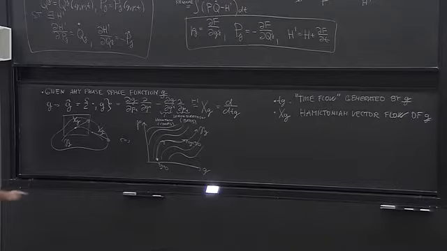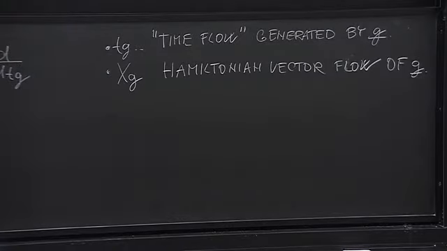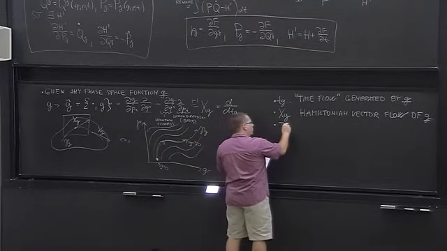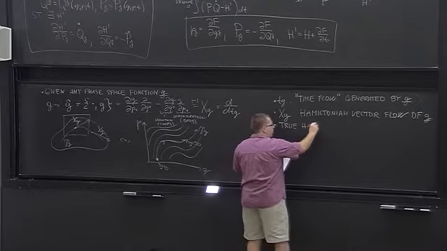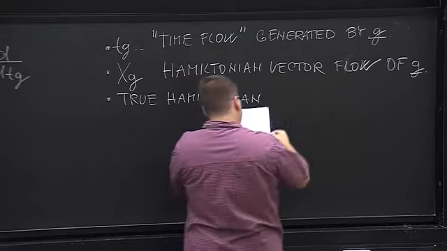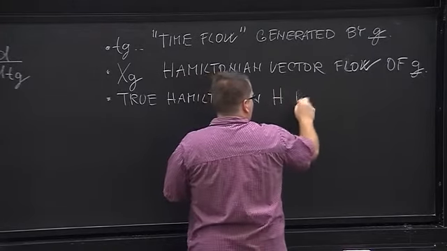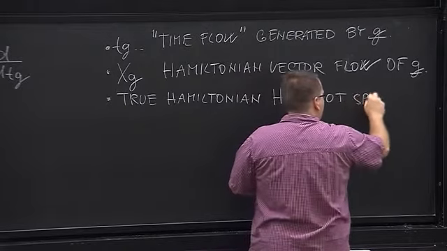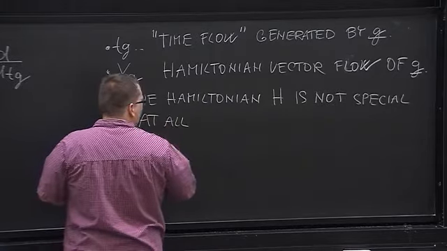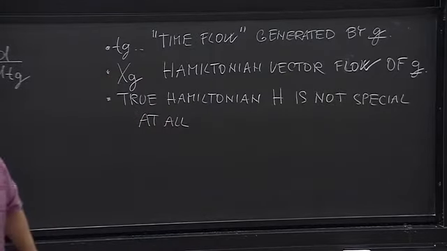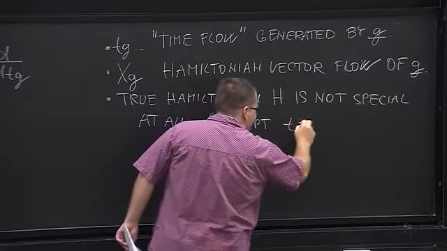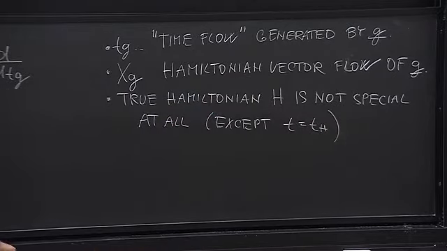And so you will say that Hamiltonian produces time evolution, but any function will do. Okay, so true Hamiltonian, which generates true time evolution, H is not special at all, except that people don't write t_G, right? Except people write t equals t_H. Okay, so that's the only difference.